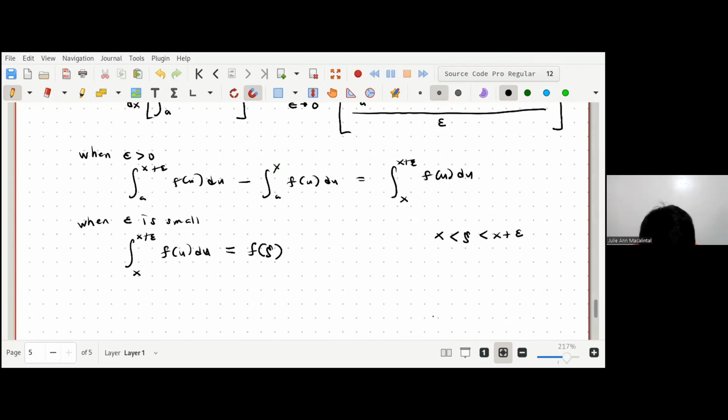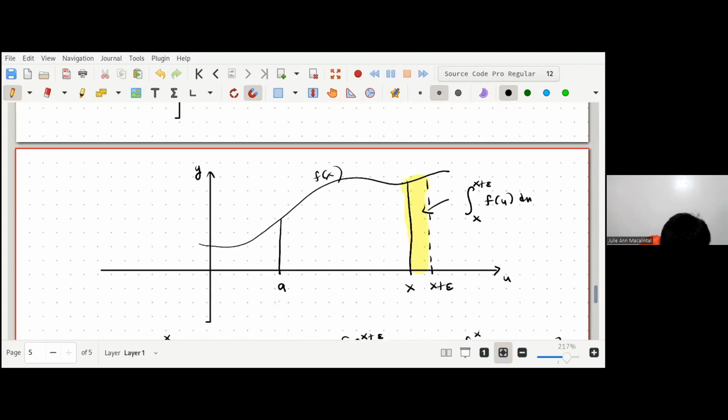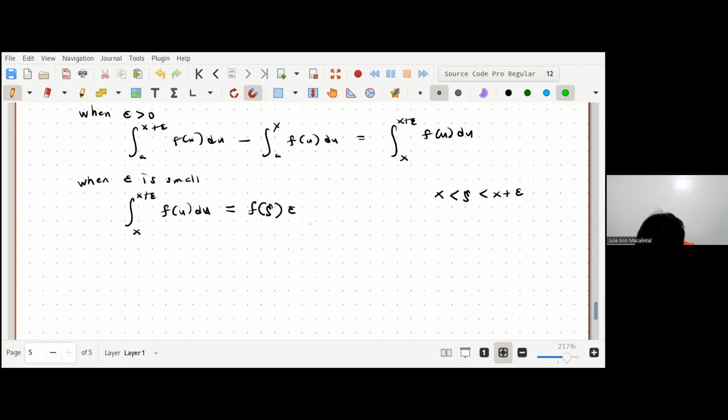Actually, may theorem na nagsasabi na there is this number so that f evaluated at that number times epsilon, which is yung thickness, is going to be the integral. Parang siyang mean value theorem eh. So yung psi is probably somewhere here, and if we choose this properly, yung area is going to be exactly equal to f evaluated at that variable times epsilon.